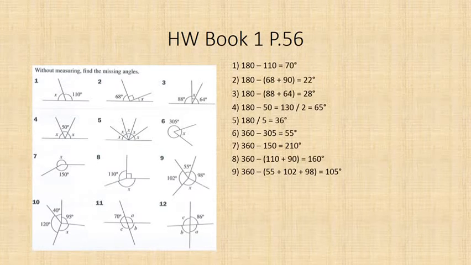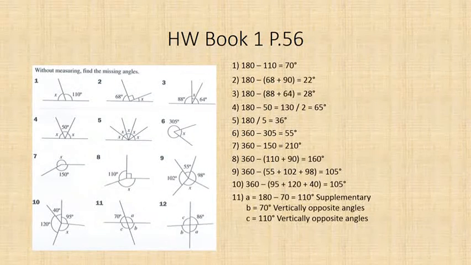Question 10. Here, it's the same thing. I'm adding the three given angles and subtracting them from 360. So the answer is going to equal 105. Okay, question 11. Here it's 70 degrees, so I know that if you want to find A, it's going to be 180 minus 70 because they are supplementary angles. So A is going to be 110, and B equals the same as this 70 degrees because it's vertically opposite angles. So 70 degrees equals B, and C is going to equal A, so it's going to be 110 because it's vertically opposite angles.